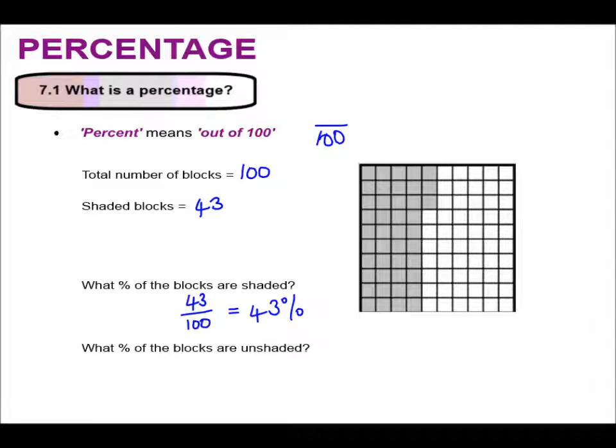So 43 are shaded. What percentage of the blocks are unshaded? Well, I know the blocks have got to add up to 100, so 43 plus what gives me 100? That would be 57 out of the 100 blocks are unshaded. That will give me 57%. I could also go and count. These are columns of 10, so 10, 20, 30, 40, 50 plus 7 would give me 57%.